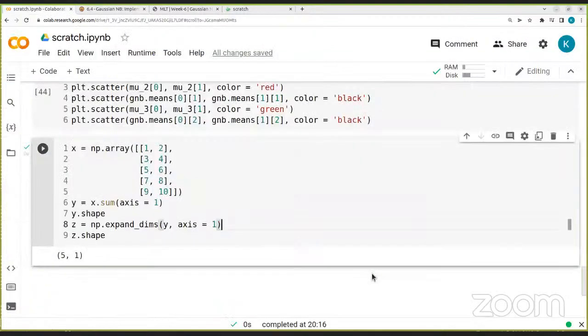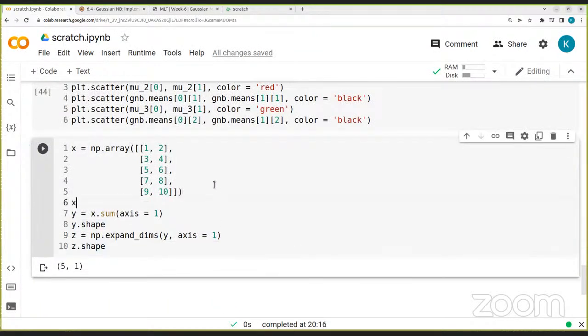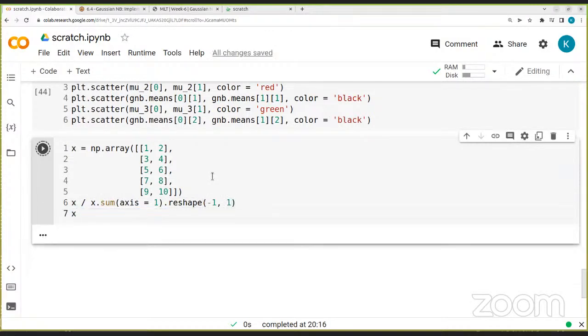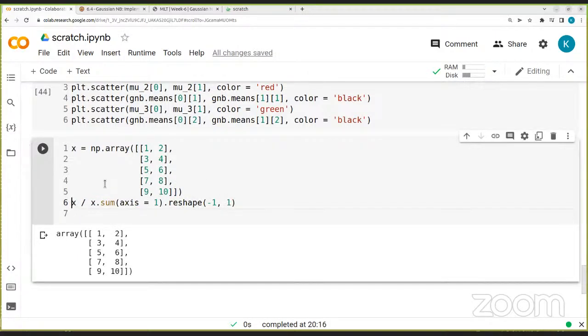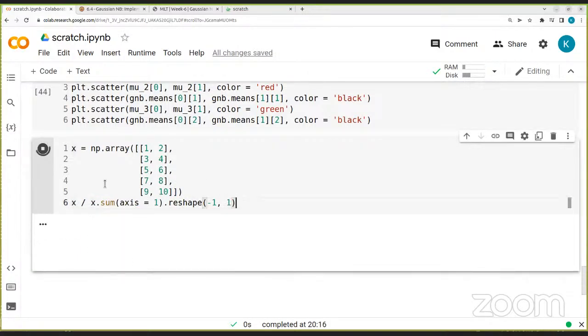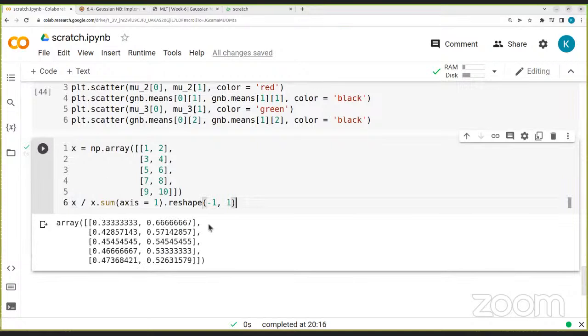Clear, sir. Okay, got it, sir. Thank you. Okay, so what I would suggest is you don't have to do expand dimension. If you want to divide x by its sum to get probabilities, just sum it across the first axis and reshape it to -1 comma 1. Now if you print this, that will be all probabilities. Okay, sir, got it. Thank you.